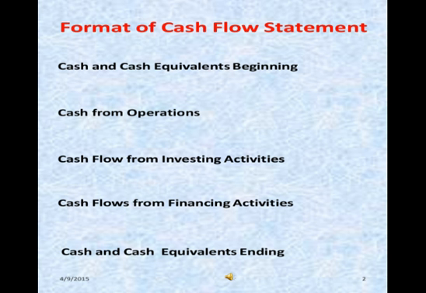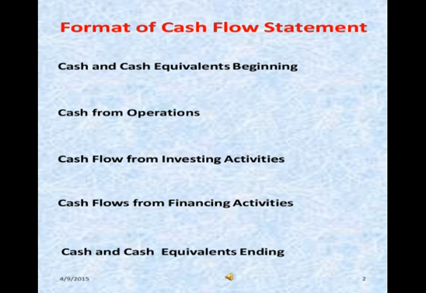Okay, first let's take a look at the format of what a cash flow statement looks like. Basically, we're talking about 5 different parts. Cash and cash equivalents from the beginning of the period. That period can be a year, a month, a quarter, whatever you want. Cash generated from operations. Cash flow from investing activities. Cash flows from financing activities. And cash and equivalents at the end of the period.